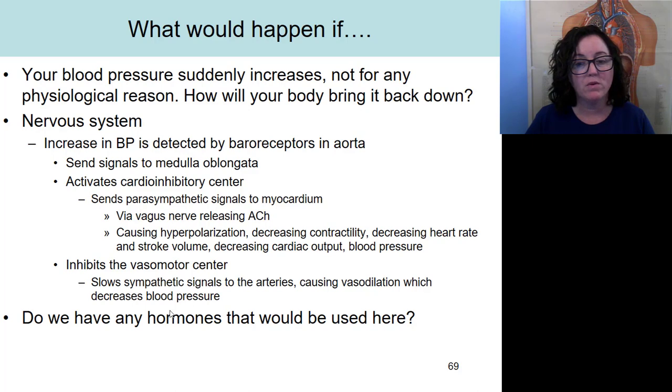Are there going to be any hormones that we would use here? Are there any hormones that we learned about that have a big impact on reducing blood pressure? Take a minute to think about that. Really, the only hormone we discussed that could decrease blood pressure is atrial natriuretic peptide hormone. And that's only released when blood volume is high and the heart is overstretched. We don't have any indication that blood volume is high or that the heart is overstretched, so likely that hormone is not going to be used here.